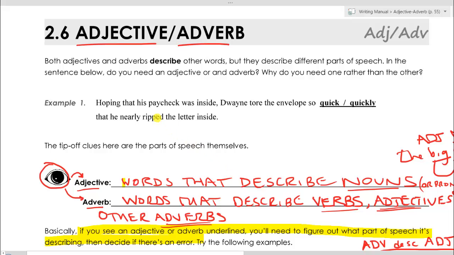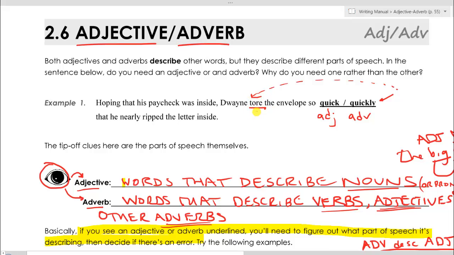So in example 1, go ahead and do it on your own. Press pause if you would like. I'm going to go ahead and work through this right now. Hoping that his paycheck was inside, Dwayne tore the envelope so quick that he nearly ripped the letter inside. So notice that quick is the adjective, quickly is the adverb. So we need to figure out what word in this sentence the quick or the quickly is describing, and indeed it is describing the tore.